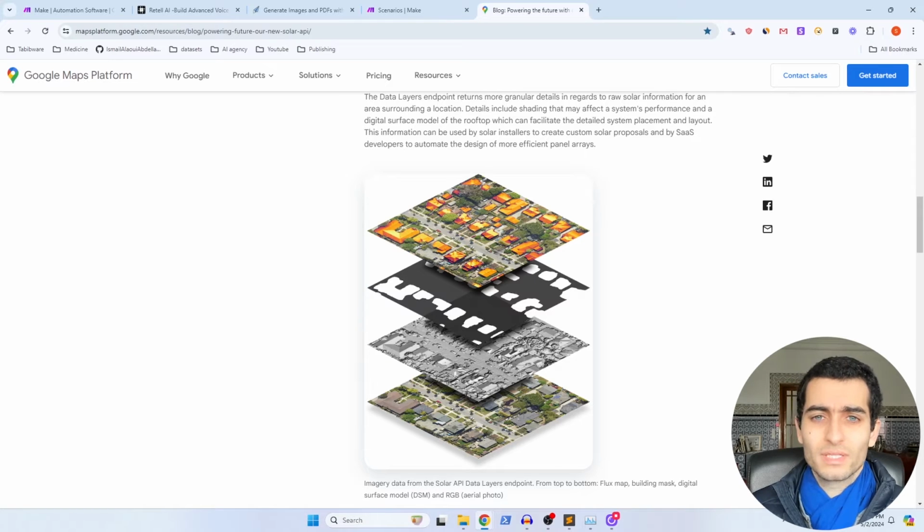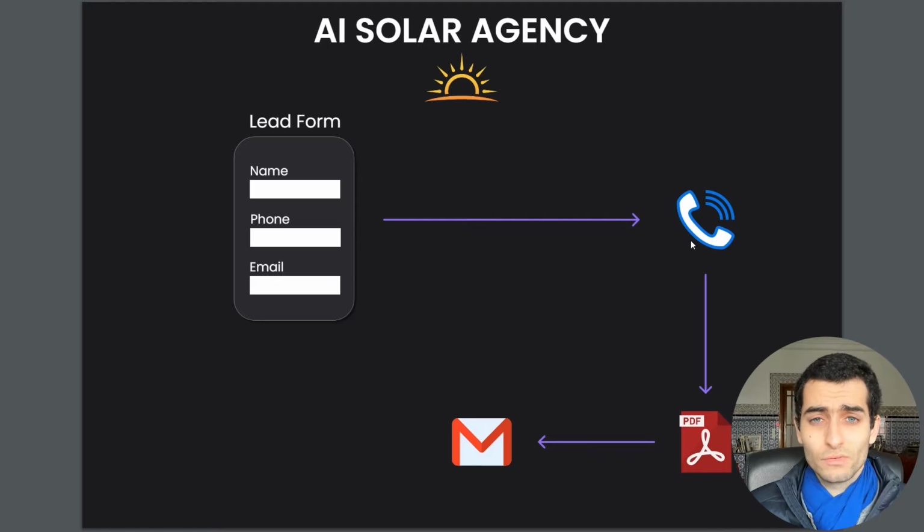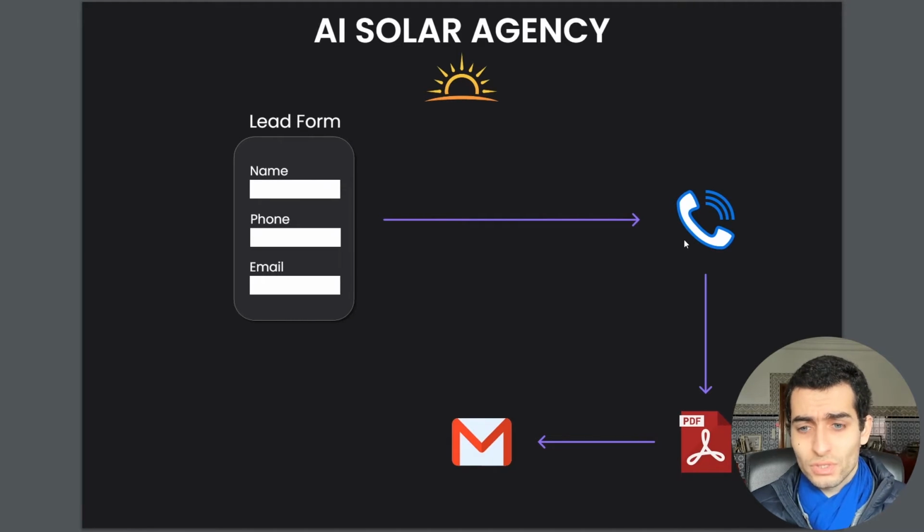But first, let me show you exactly what we'll be building. Imagine a solar agency running Facebook ads. A lead will put in their name, phone and email, and then this will trigger a phone call from an AI voice bot. The bot will ask whether the lead wants to receive the solar potential of their property. And if the answer is yes, the AI will ask two questions. First, it will ask what's the monthly electricity bill, and then it will also ask what's the specific address of the property. Based on those two questions, it will create a PDF, then send it by email to the lead while the call is still happening.